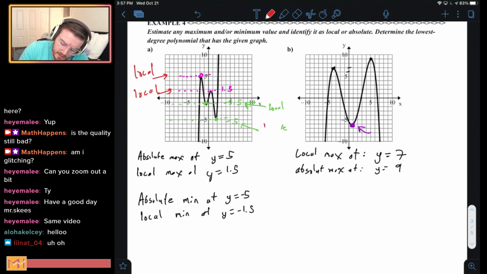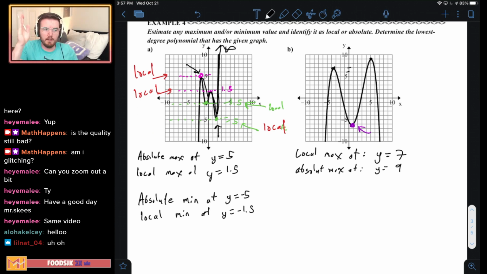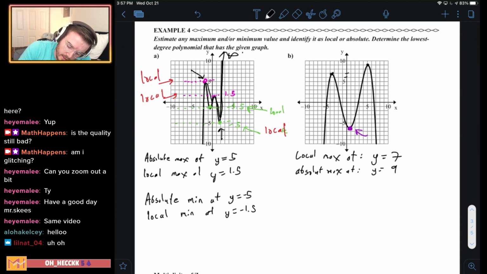So these are going to be considered local, because it's not literally the biggest point on the graph. That's my bad. It's not literally the biggest point on the graph, right? Because this goes up to infinity. So there is no absolute max because it goes on forever.